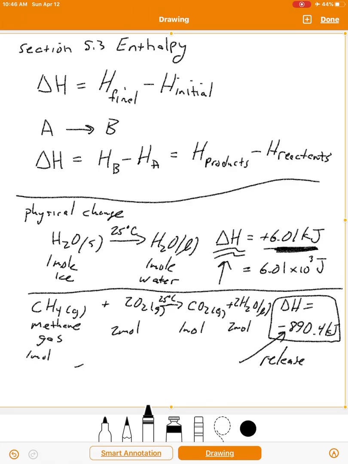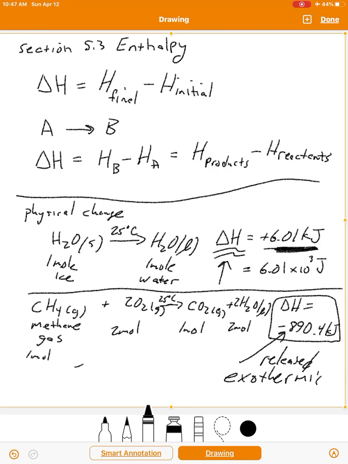The fact that it's negative means that it's exothermic. Same sign convention as Q. It's negative, that means it's exothermic. That means it's releasing 890.4 kilojoules of energy. Now look how much larger that is than melting ice. It takes 6 kilojoules to melt a mole of ice. But if you combust 1 mole of methane, you get out 890 kilojoules.